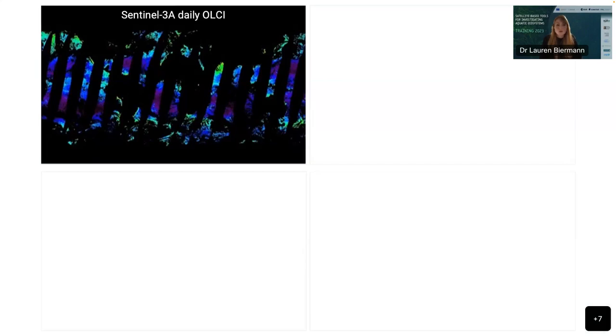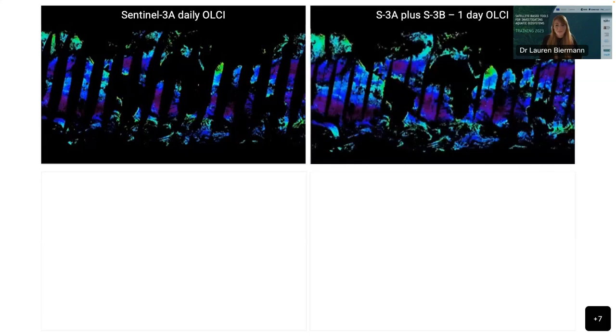That is what the world looks like to just one of the sentinels on a daily basis. Two challenges here. The first one is cloud, and the second is swath gaps. But when you combine Sentinel 3A and B over the space of a single day, you cover those swath gaps, but you're left with significant cloud gaps. There's lots we can do to fix this.